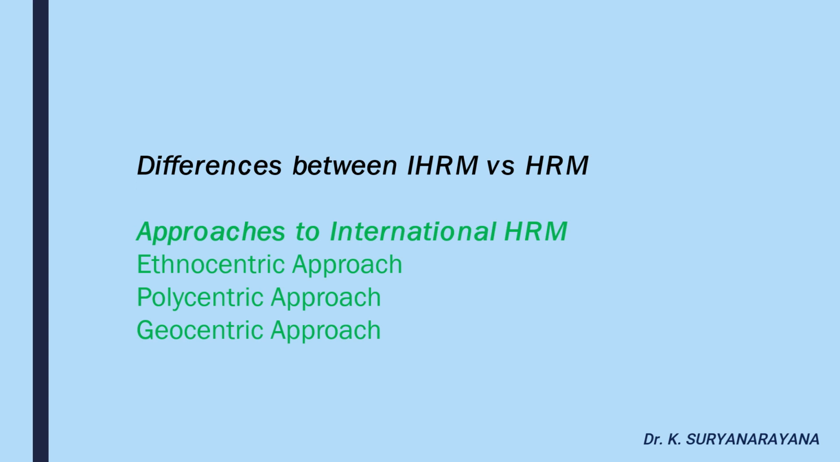Now, let us differentiate international human resource management versus domestic human resource management. International human resource management is the process of recruitment, planning, allocation, effective utilization of human resources for a global firm or MNC. Whereas domestic HRM is a process of recruiting, planning, allocation and utilization of human resource for domestic purpose.